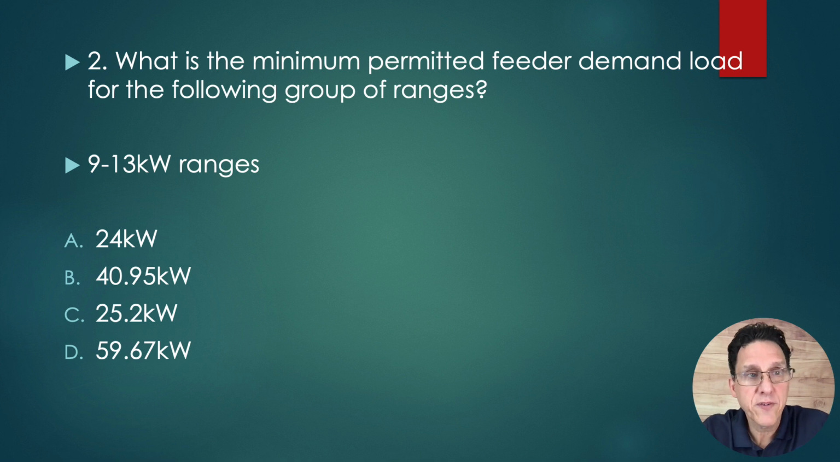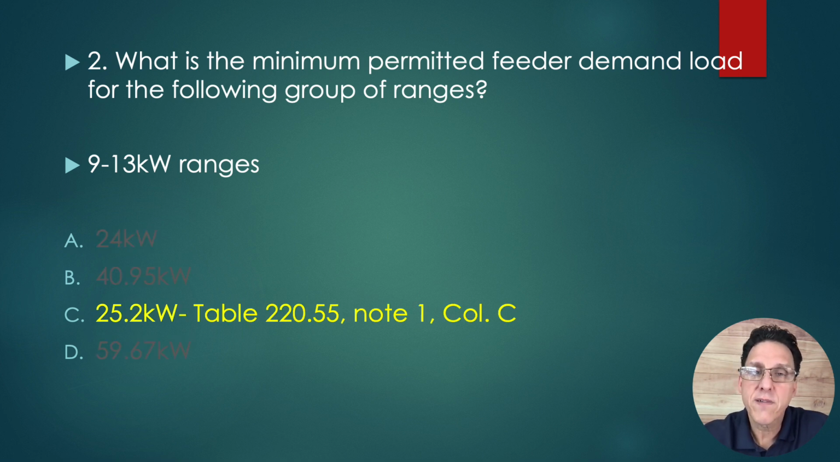Okay, here's another group of ranges. This time it is 9 13-kW ranges. Now remember, we're going to have to increase column C because the nameplate rating of these ranges is greater than 12. So we have to read column C and then add something to it, 5%, 10%, 15%, whatever it works out to be. Give this one a shot, and then when you're done, we will show you the answer. The correct answer for this one is C. It is 25.2 kW. So it's Table 220.55, along with Note 1, column C, and then we're going to add something to column C.